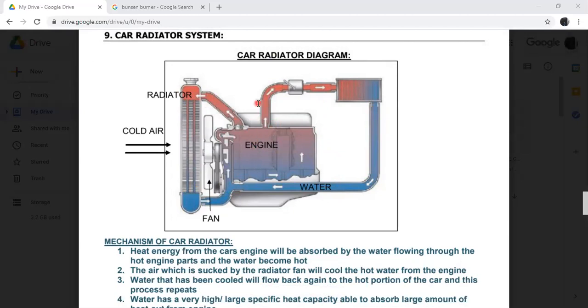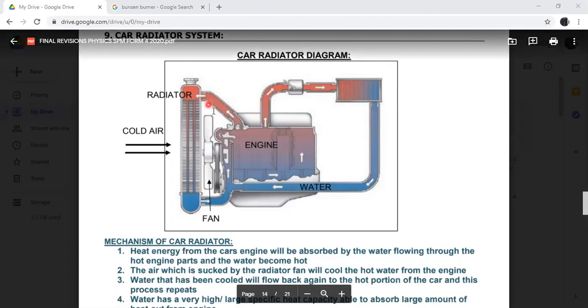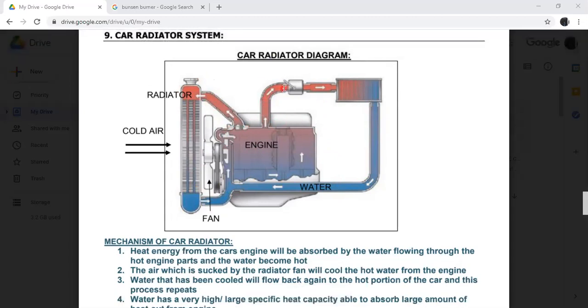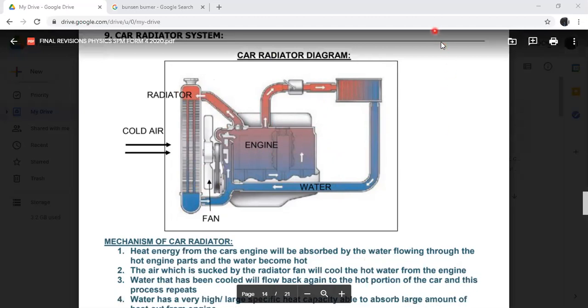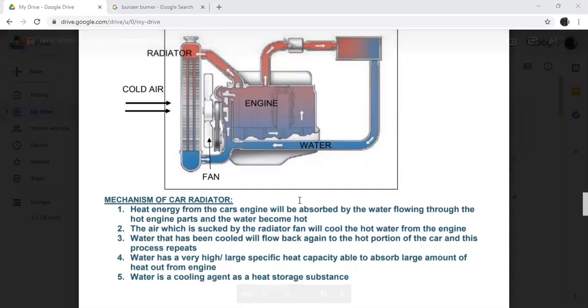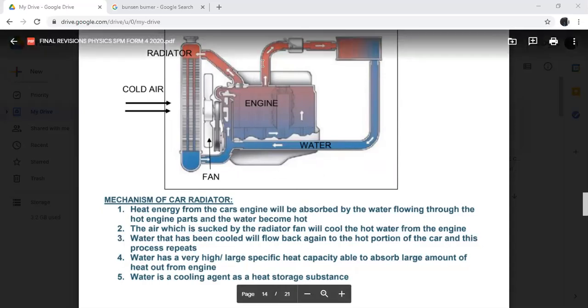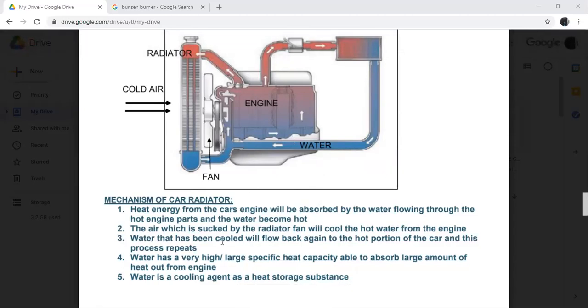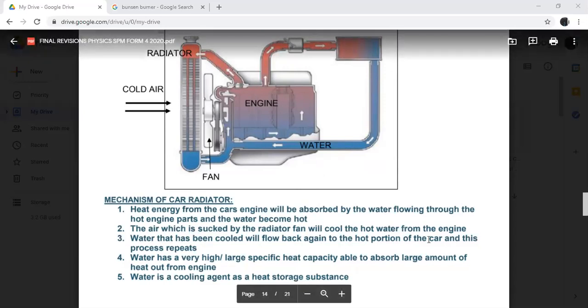So we are going to look at the mechanism of the car radiator system. First of all, heat energy from the car's engine will be absorbed by the water flowing to the hot engine part. It's called a coolant system. There's a special piping around the engine, right? And the coolant, or the water, becomes hot. Then it will be sucked by the radiator fan, which will cool down the whole water system. And the water that has been cooled down will flow back to the hot portion of the engine, and this process repeats.